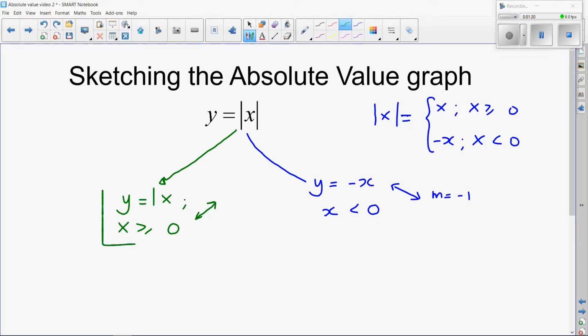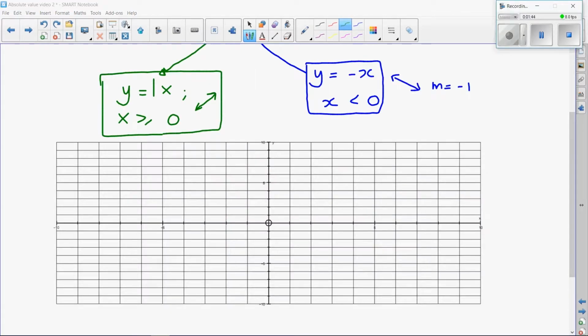The first one we draw is y equals positive 1x, the straight line. But we restrict the domain, so we only draw it for positive x values. So x greater than or equal to 0, we include 0 here. And the second graph that we're going to draw is the straight line y equals negative x for all negative x values. So I'm going to start by drawing the graph of y equals 1x.